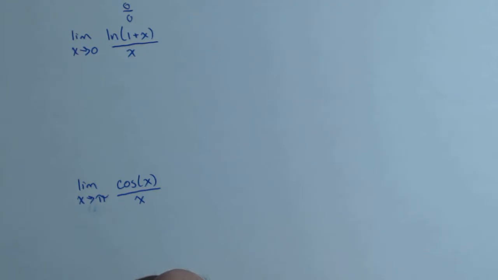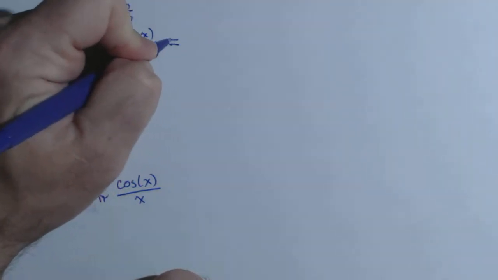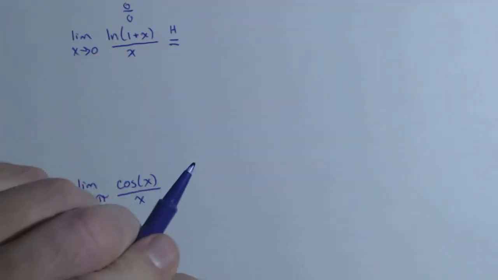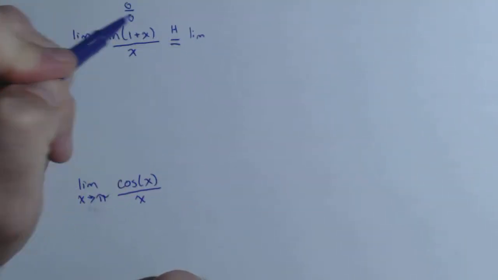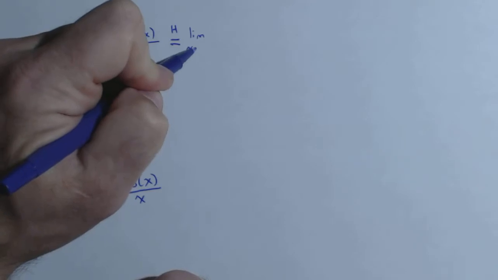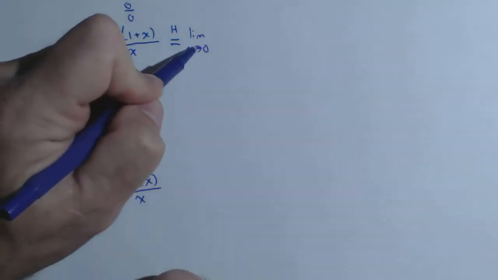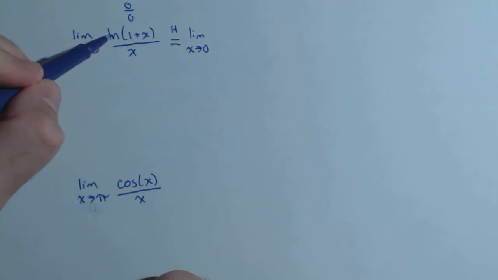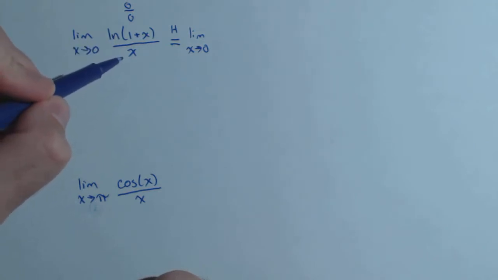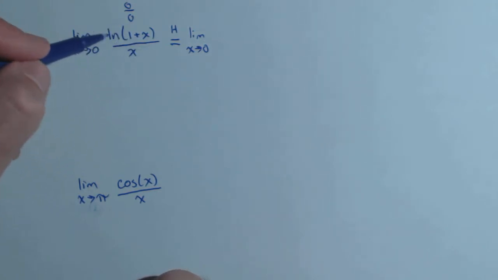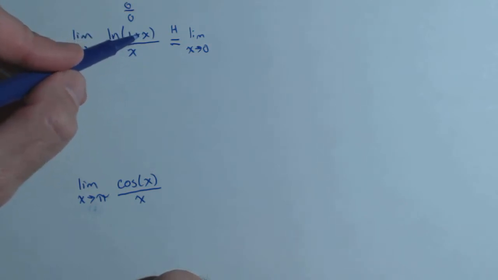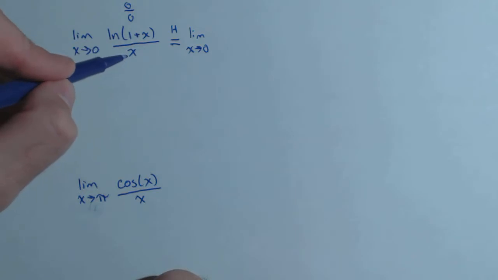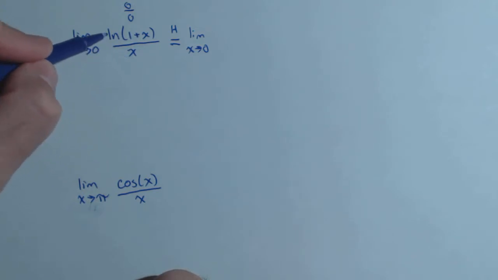I like to denote it as such, which means I'm going to apply L'Hopital's rule. What I like to do is put an h over the equals sign, which reminds me and lets other readers know what I did to get from one step to the other. Now we're still taking the limit as x goes to 0, and L'Hopital's rule says you take the derivative of the numerator and denominator separately. That's important to remember. I don't need the quotient rule for this. I'm going to do the derivative of ln of 1 plus x and the derivative of x separately.